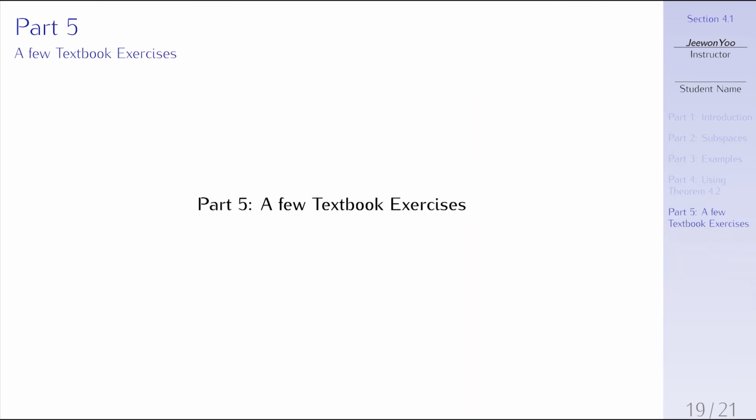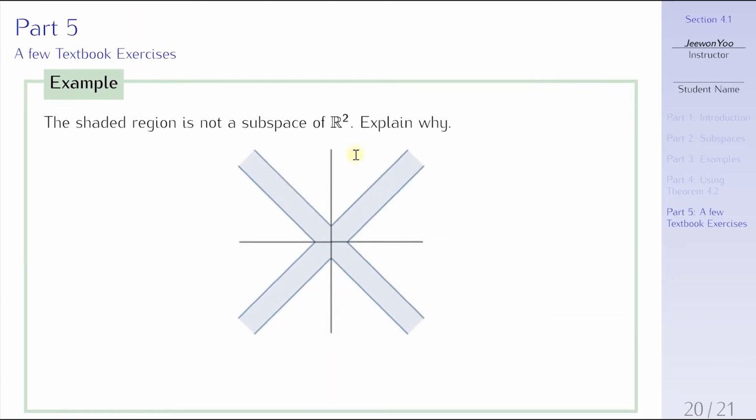Part number 5, some textbook exercises. One of them, we're going to do together, and the last one, how about you pause the video and try to solve this by yourself. So here's the first question. The shaded region over here is not a subspace of R2. Explain why. This problem is very similar to one of your homework problems. There are many ways to answer, but please try to do similar to what I'm doing right now. Here's my tip.